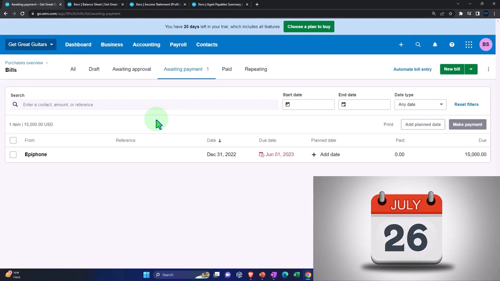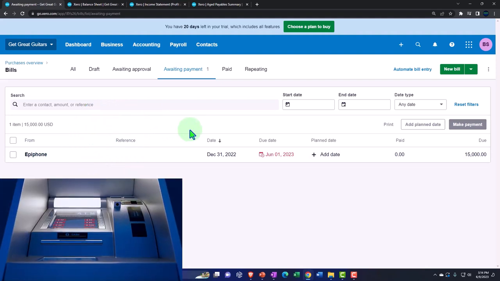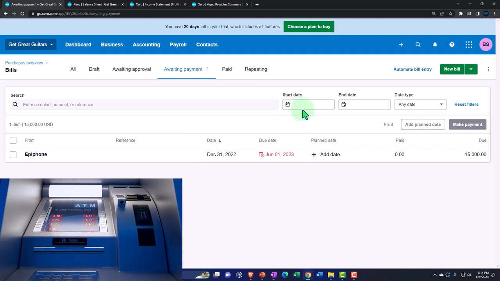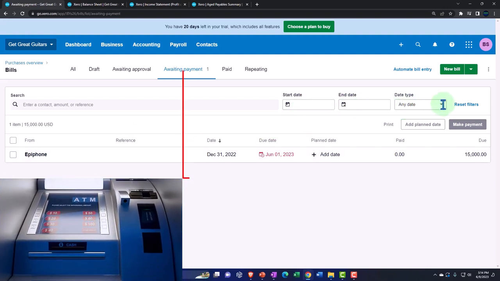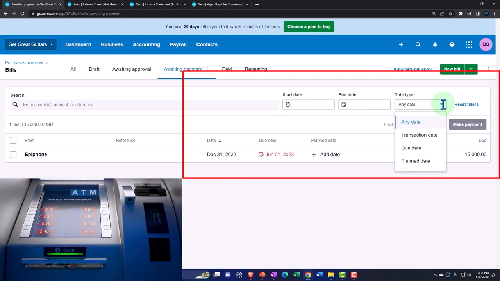We'll enter them as bills and then pay them, so we can see this in a little bit more detail with more than one transaction in it. But usually, if there's a lot of transactions, if you're at a mid to smaller or larger company, you might have a bunch of stuff in here, and then you could sort by the date. You have the date type, transaction date, due date, and the plan date.